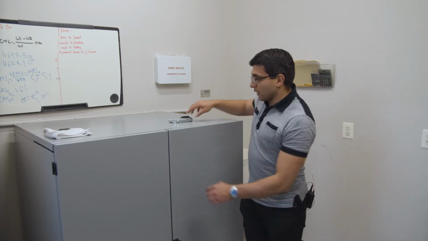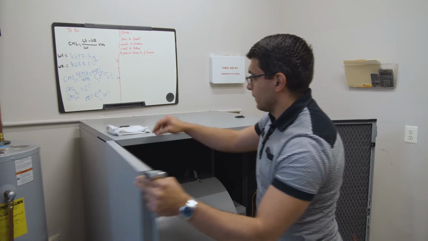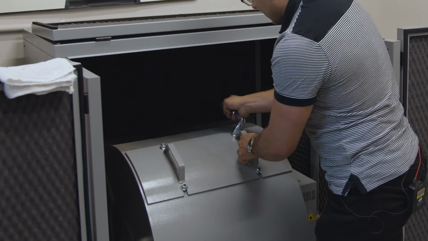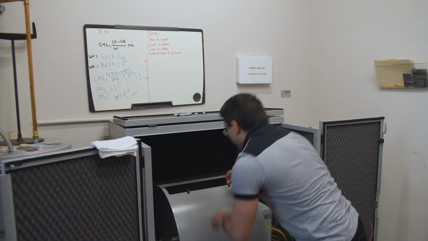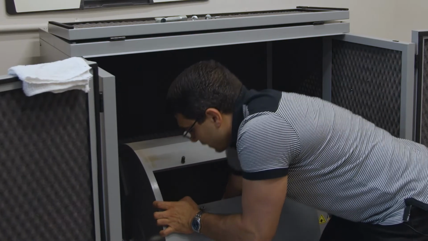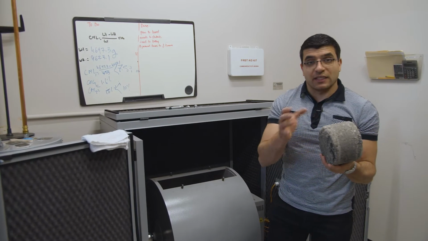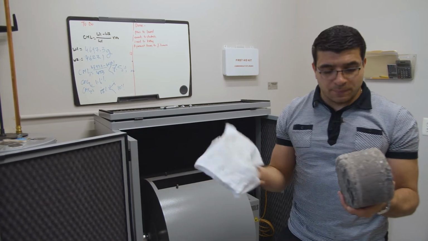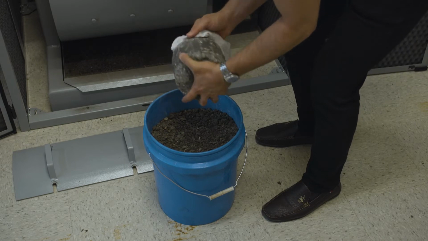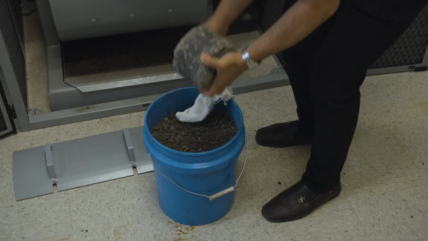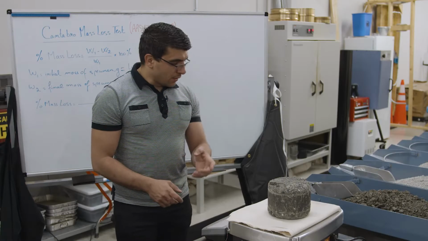Then after that, all we're going to do is open the chamber. And then we're going to unscrew and take off the lid. Then we're going to take out the specimen. And then our next step will consist of cleaning the specimen a little bit with a rag or a piece of cloth. And then our next step will be measuring the weight of the specimen after performing the test. And then we're going to record the weight.